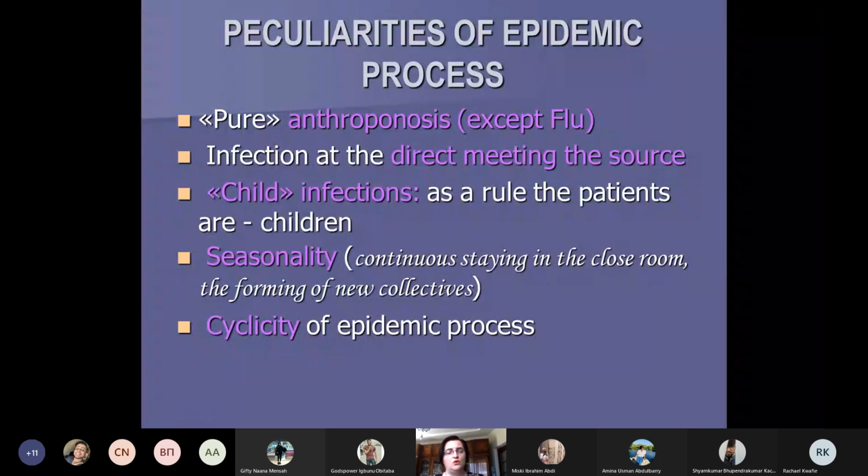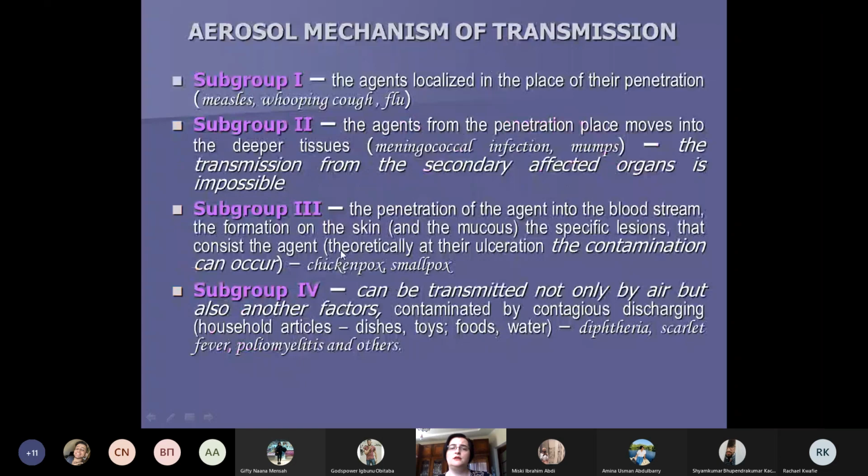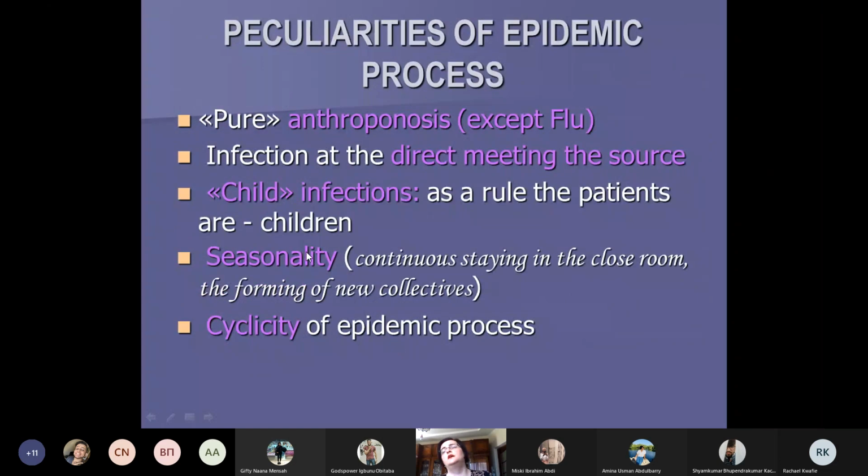Peculiarities of epidemic process. As a rule, all these infections are pure anthroponoses except flu, but the exception proves the rule. Infection occurs at direct meeting with the source. As a rule, but there are also exceptions, like this subgroup 4, like during diphtheria, scarlet fever, and so on.